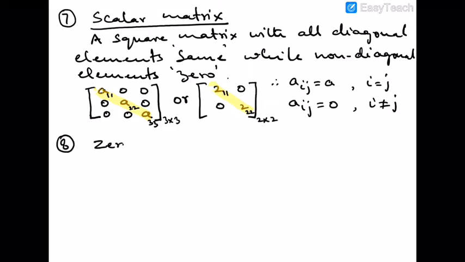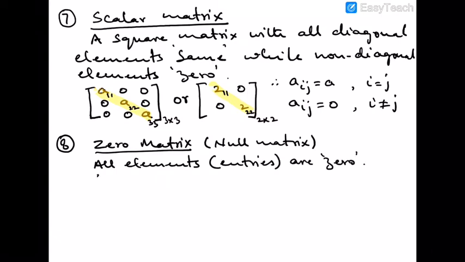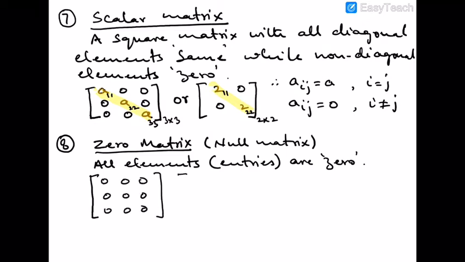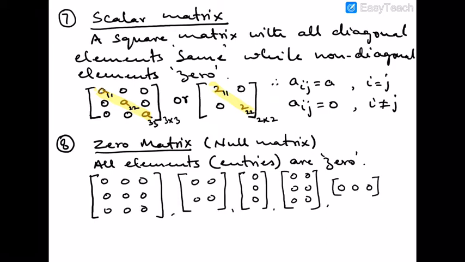So now the eighth one is the zero matrix. A zero matrix or null matrix is a matrix where all the elements are 0. So like the matrix of the types 0 0 0, 0 0 0, 0 0 0, or 0 0, 0, single column with zeros, then 3 rows and 2 columns with zeros, and single row with zeros. So all are null matrices.